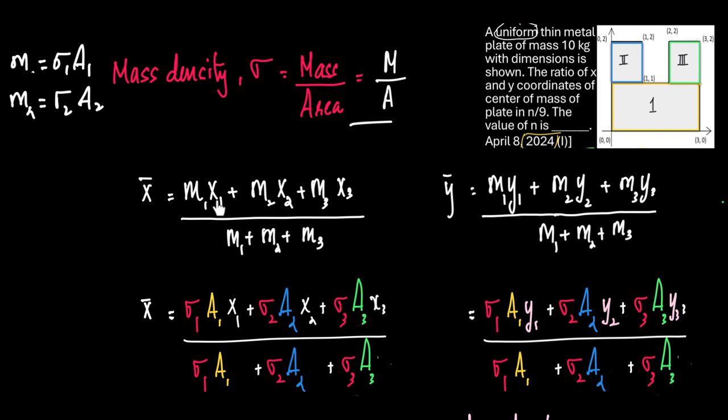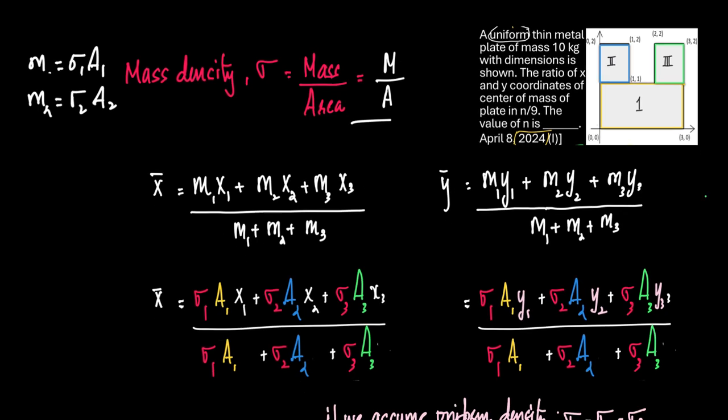So this m1 x1 becomes sigma 1 a1 x1, m2 x2 becomes sigma 2 a2 x2, m3 x3 becomes sigma 3 a3 x3. The whole upon m1 is sigma 1 a1, m2 is sigma 2 a2, and the same applies for the y coordinate as well. So instead of m1, we can replace m1 here with sigma 1 a1, sigma 1 a1 y1, sigma 2 a2 y2, sigma 3 a3 y3, and so on.